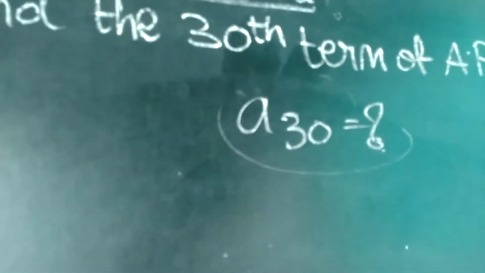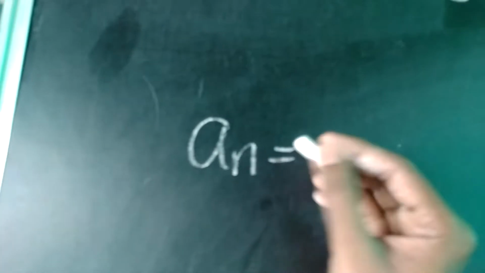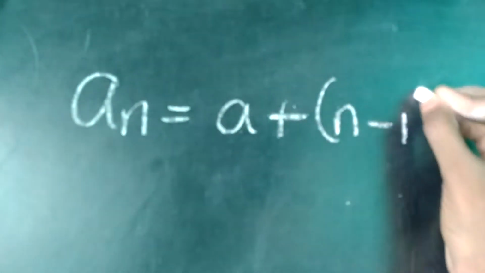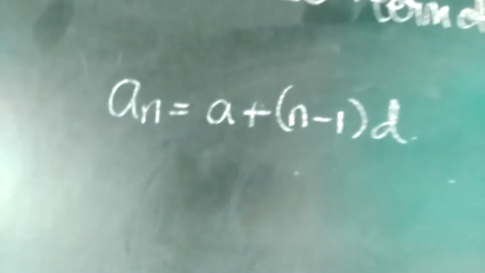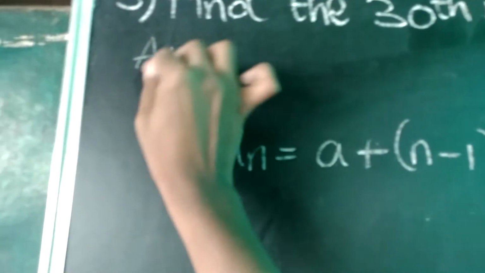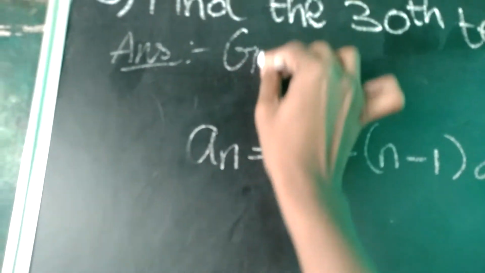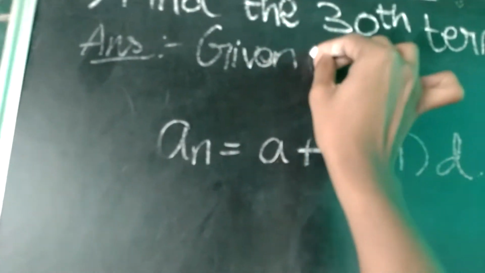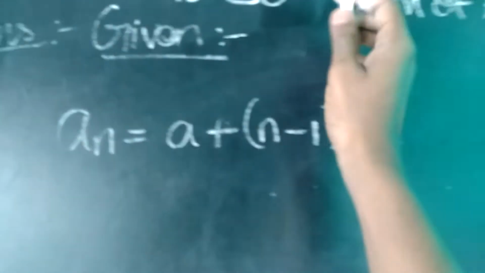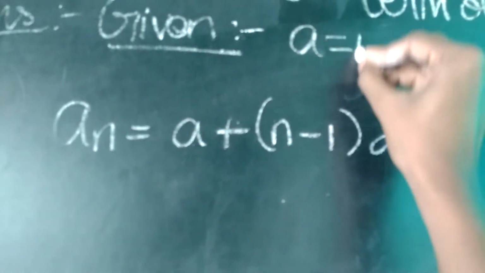In order to find the 30th term of this AP, we have to make use of our formula. That is, in order to find the nth term of an AP, we need to make use of this formula, an equals a plus n minus 1 into d. And we have to start our answer by looking at the data given in the question. They have given only an AP 10, 7, 4. From that AP, I can say a is 10.